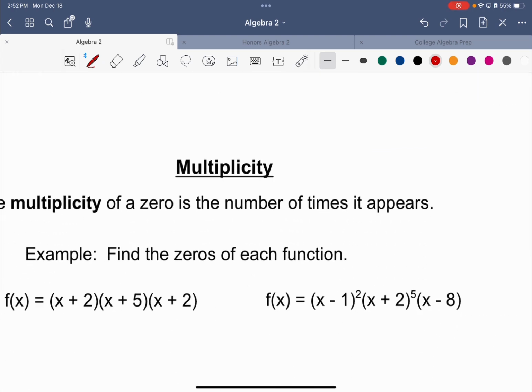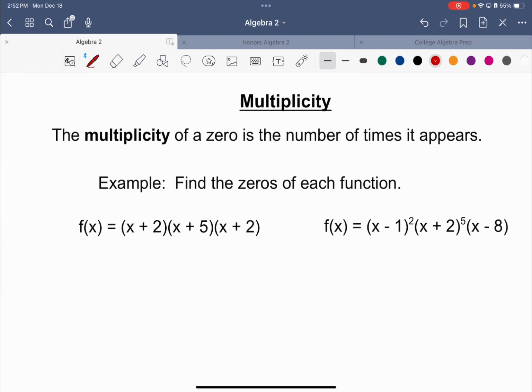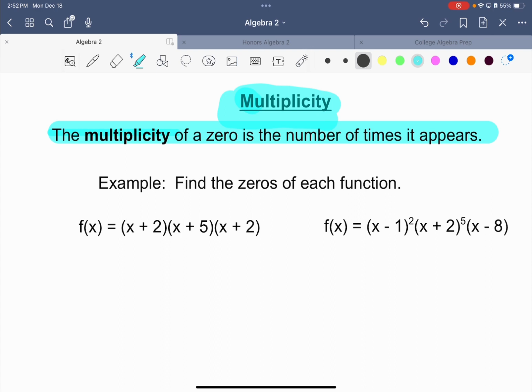The other thing that we need to know is what's called multiplicity. And this is a new term. The multiplicity, we're talking about the zeros and how many times that zero occurs. So the multiplicity of a zero is the number of times that it appears, or the number of times that it happens. And that multiplicity is going to do something very specific for us. It's going to tell us if the graph goes through that zero or if it bounces off of it. It has to do one of those two things. It either has to bounce off it or it has to go through it.